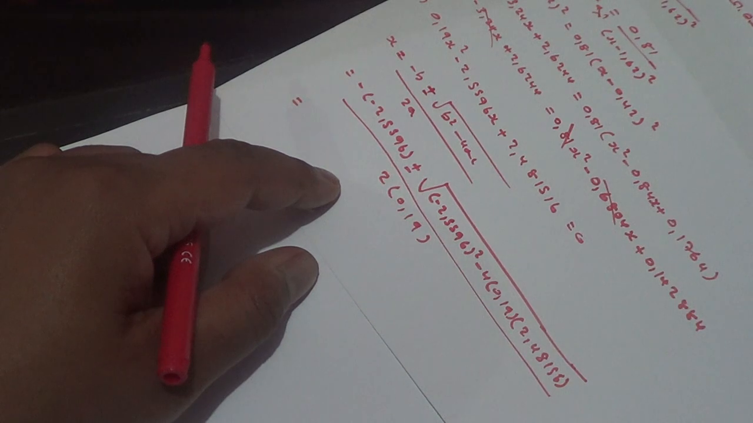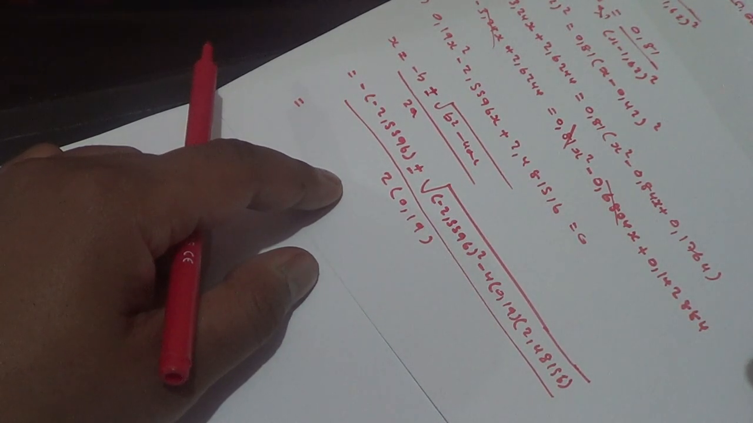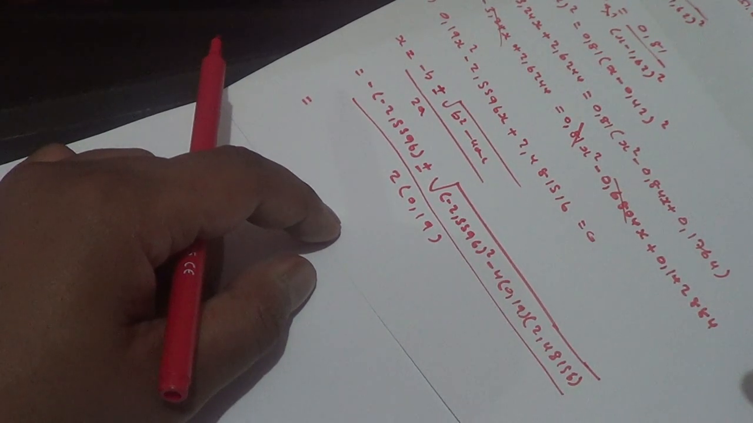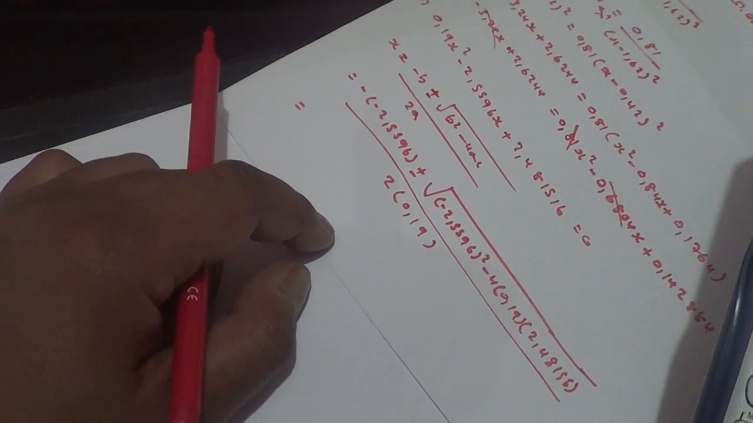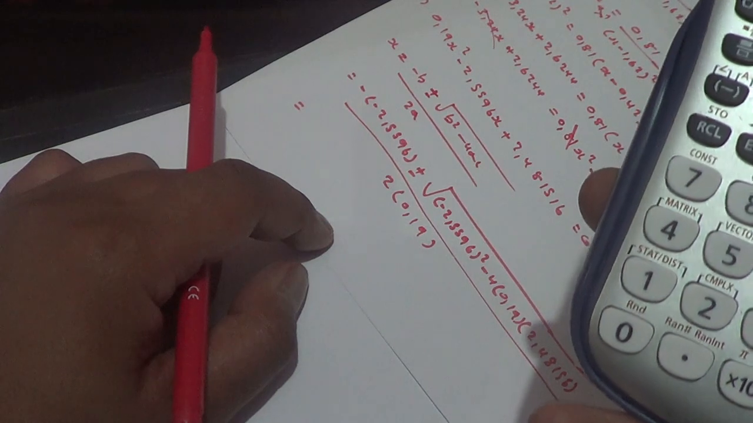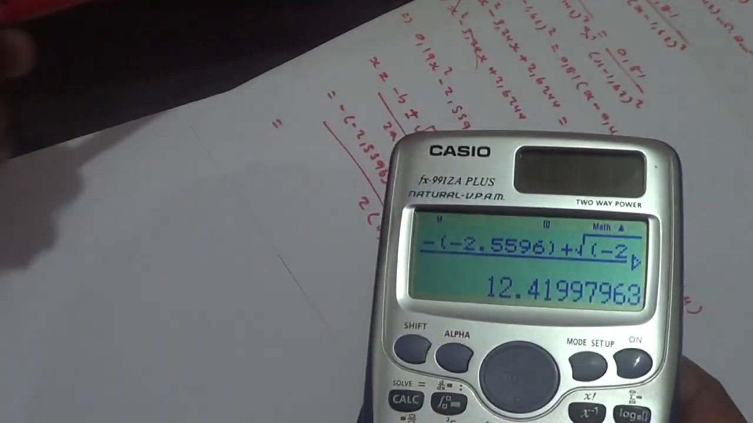2.5596. Let's start with the plus, the square root, minus 2.5596 squared, minus 4 into 0.19 into 2.481516. In fact, I'm not even going to try this time around. Please don't give me an error. Thank you, Lord.